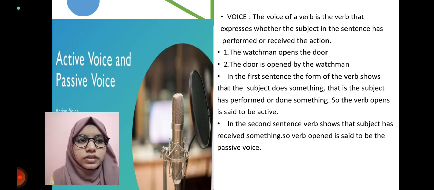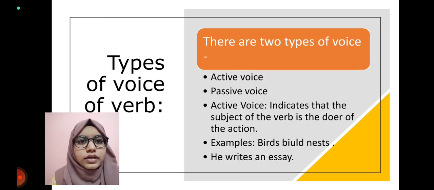In the first sentence, the form of the verb shows that the subject does something, that is, the subject has performed or done something. So the verb opens is said to be active. In the second sentence, the verb shows that the subject has received something, so the verb opened is said to be passive voice. Next slide. We have two types of voice of verb, that is, first active voice and next passive voice.